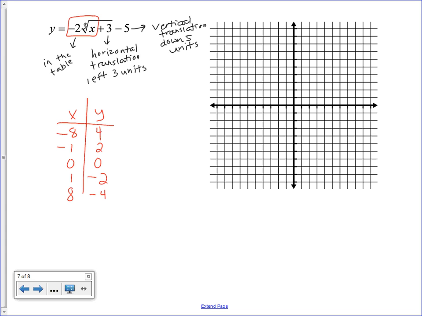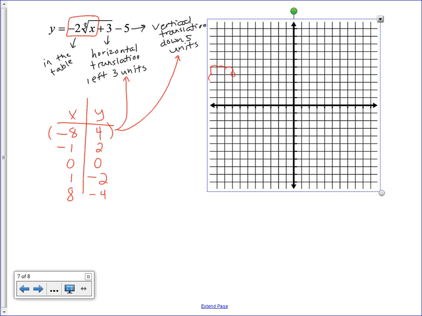Again, these 5 points are not on the graph. We're going to start with these 5 points and then shift them. Take each one of them and shift it to the left 3 and down 5. We're going to find (-8, 4), which would be here, but then we're going to shift it to the left 3, 1, 2, 3, and down 5, 1, 2, 3, 4, 5. And I end up being here.